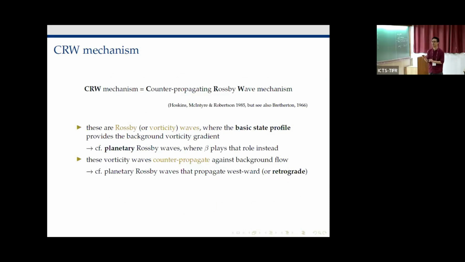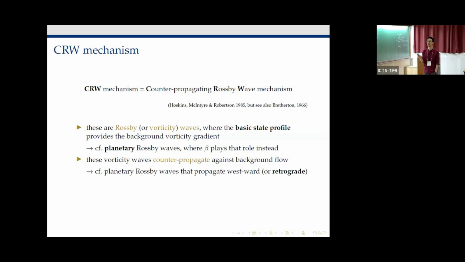All right, so the CRW stuff really dates back to Hoskins, McIntyre, Robertson. They did this for the atmospheric case, and they thought about this in terms of the potential vorticity. It actually dates also back to Bretherton in '66, who looks at the two-layer QG system. So the key part is the counter propagation.